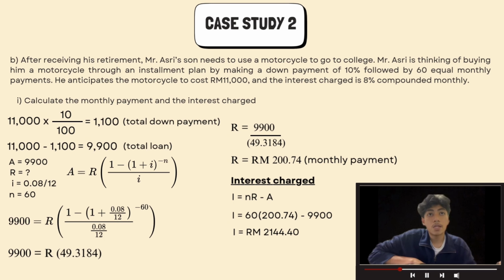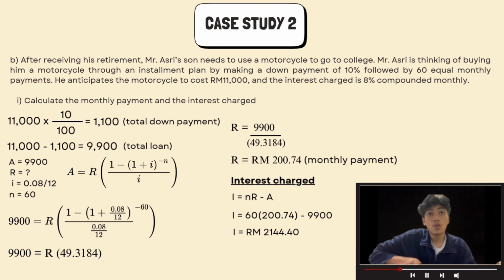So 11,000 times 10%, we will get 1,100. 11,000 minus the down payment, which is 1,100, and we will get 9,900 for the total loan. For this case, we need to use the formula of initial value, which is A equals R times (1 minus (1 plus i) to the power of negative n) over i. With this, we know A is equal to 9,900. R is unknown because R is the monthly payment, so we need to find R. i equals 0.08 over 12 and n equals 60.